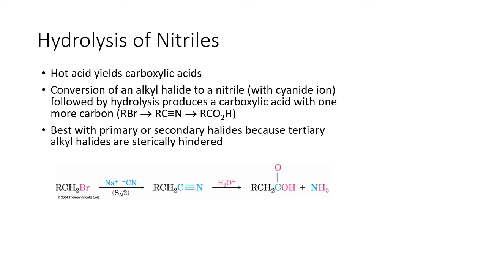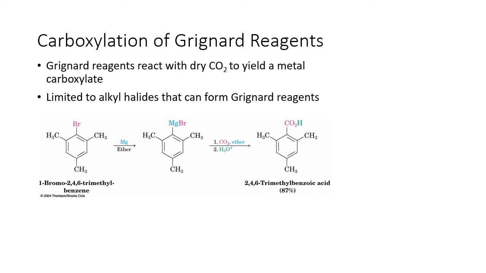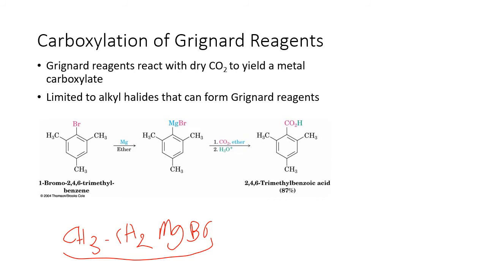The last method for preparation of carboxylic acid that we will learn is carboxylation of a Grignard reagent. Forget about this example; I'll draw a specific example here. Let's take a look at this compound. This is a very simple Grignard reagent, methyl magnesium bromide. As we all know, the magnesium has a positive 2 charge, the bromine has a negative charge, and the alkyl here has a negative charge. We learned this previously when we talked about Grignard reagents.